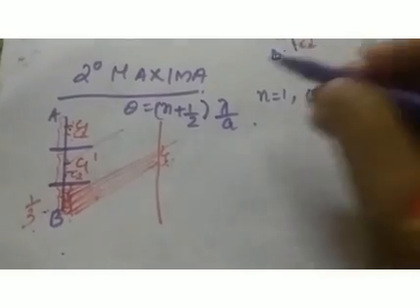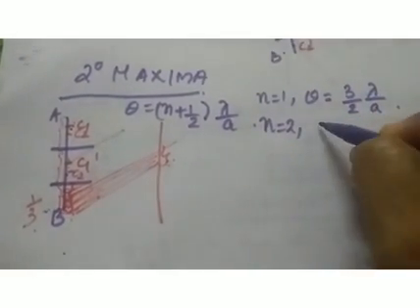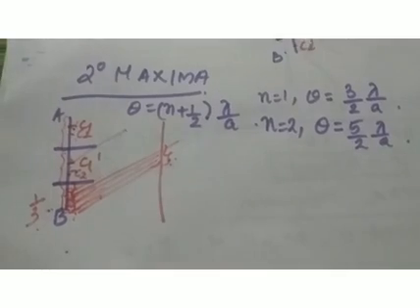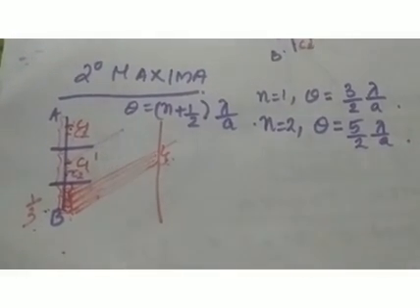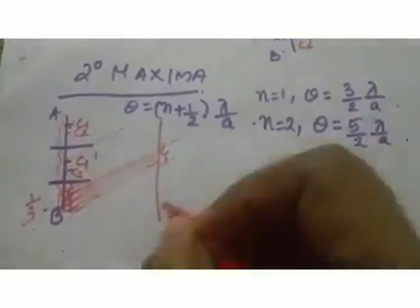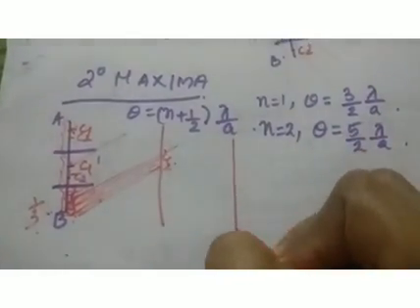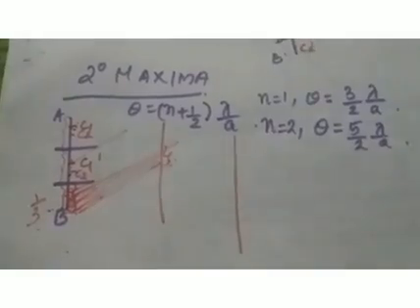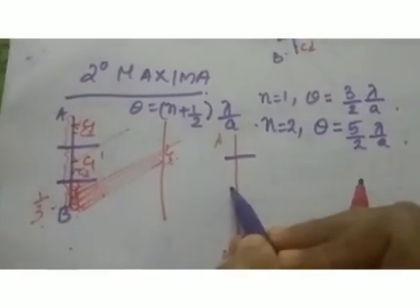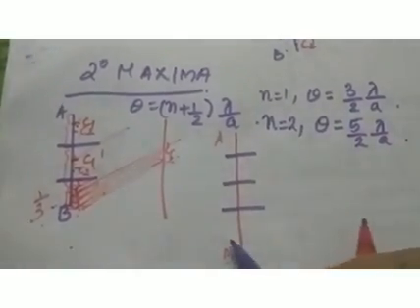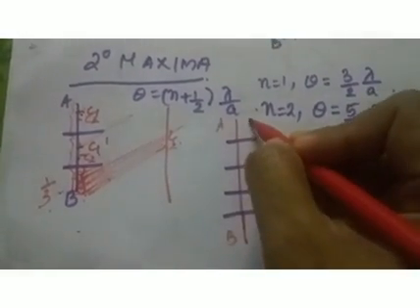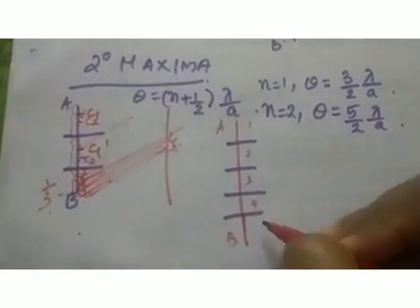Now suppose n is equal to 2. When n is equal to 2, theta will be equal to 5 by 2 lambda by a. So when theta is equal to 5 by 2 lambda by a, in order to explain the secondary maxima formation for this angle, divide the slit into 5 equal parts. So the slit AB is divided into 5 equal parts: 1, 2, 3, 4, 5.